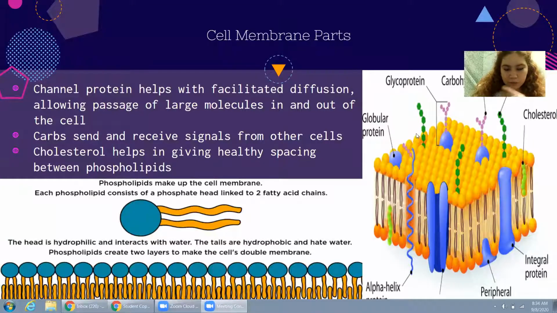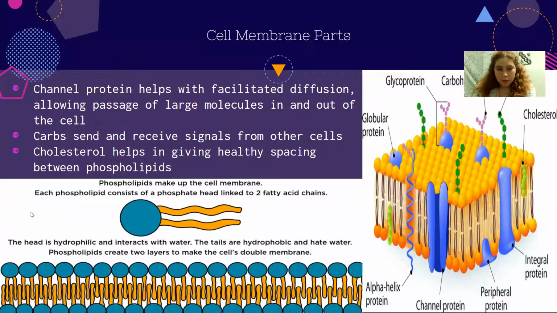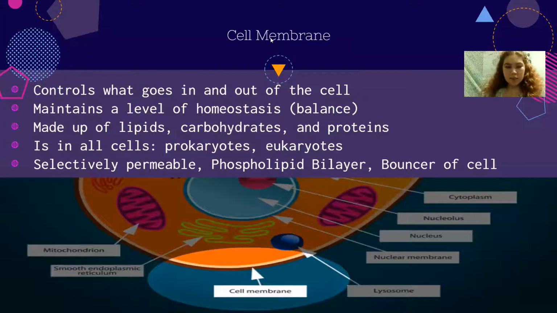Okay, I forgot to go over two sections really quickly, so I want to go over the last two slides. Cell membrane, this controls what goes in and out of the cell. We learned a little bit about that last unit. And it maintains a level of homeostasis.